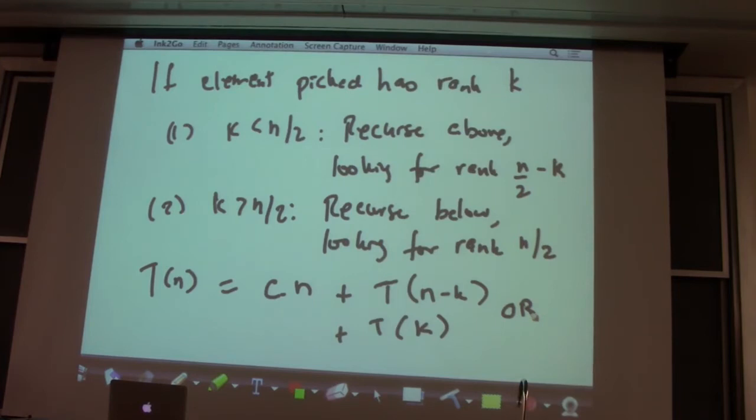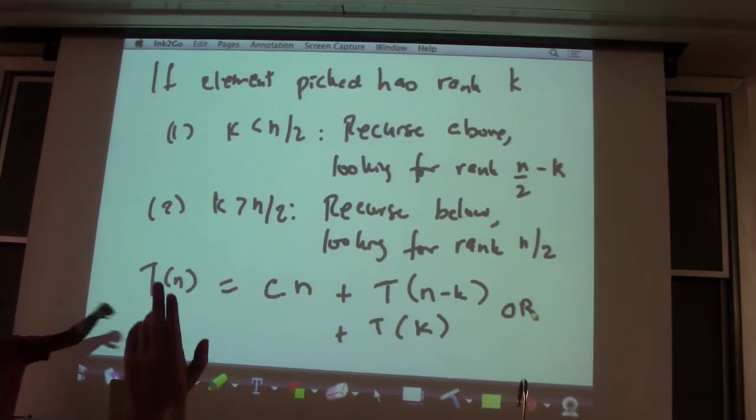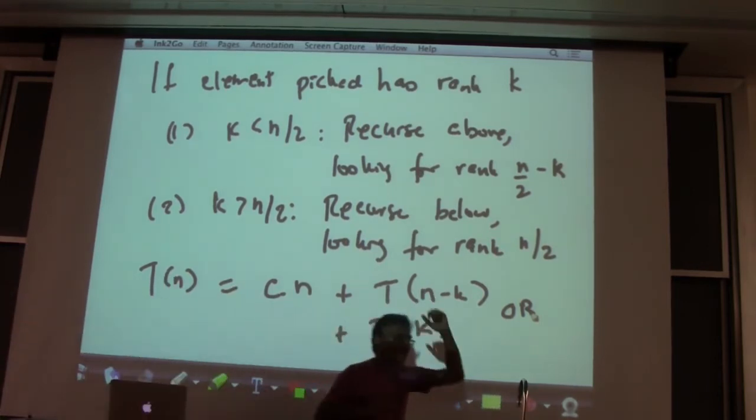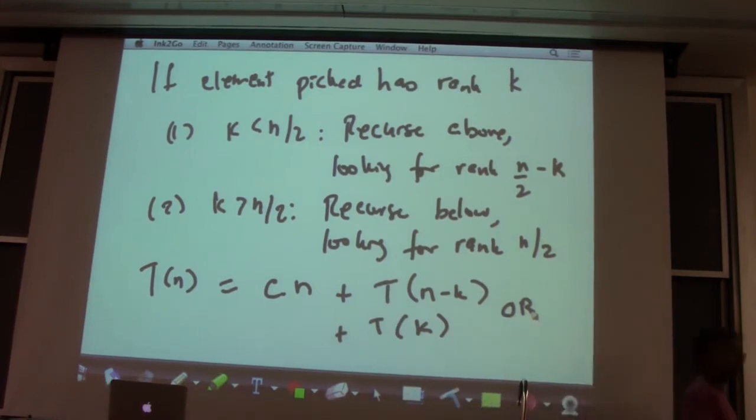Okay. Can we analyze this? If I just gave this to you for arbitrary k, you have to do a worst case analysis. What is the worst case situation? Yeah. Every time you pick the highest number, so you only lose one element at a time. Right. So k is, you always pick one of these two numbers as 1.